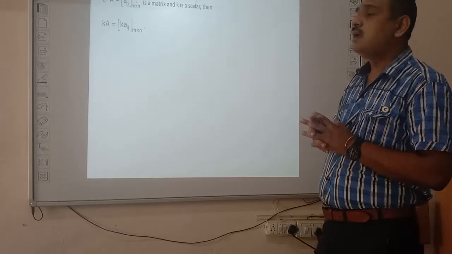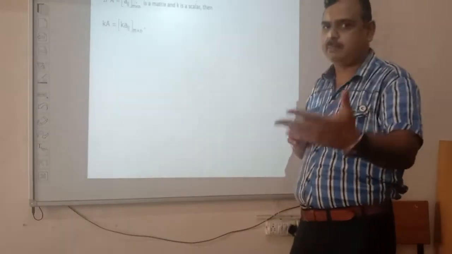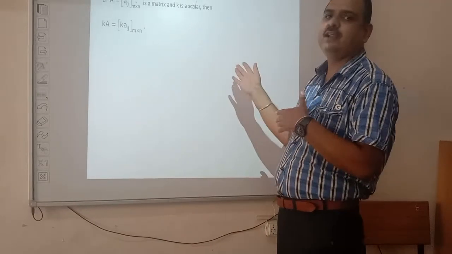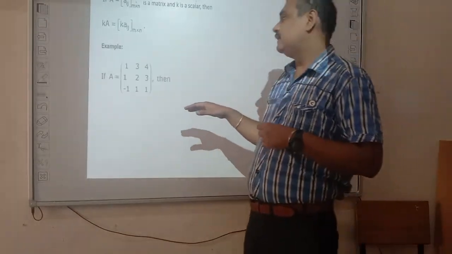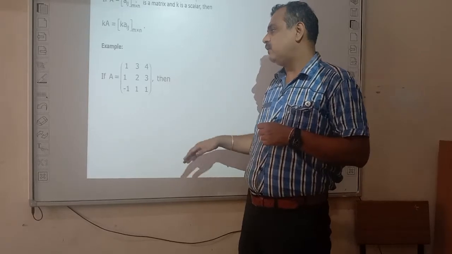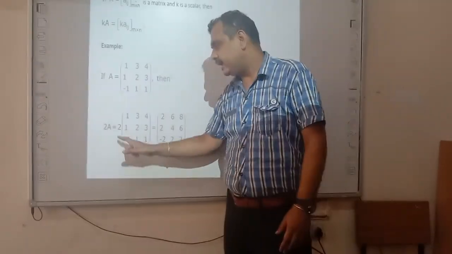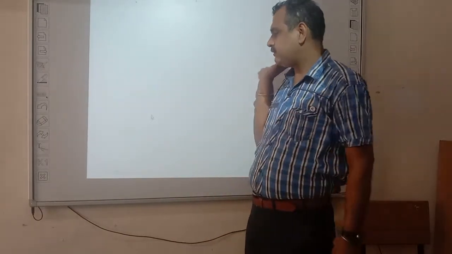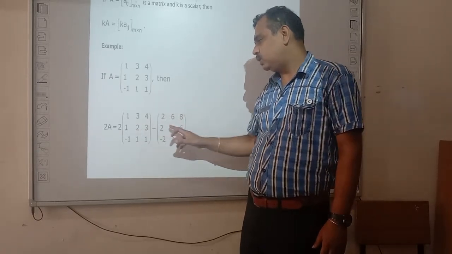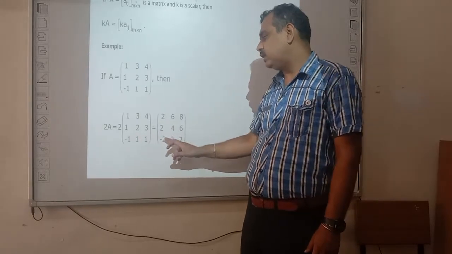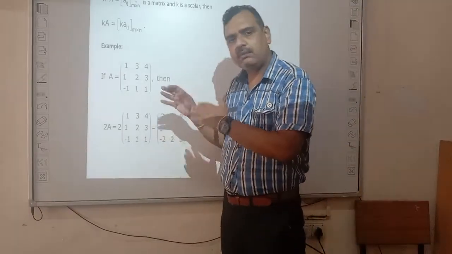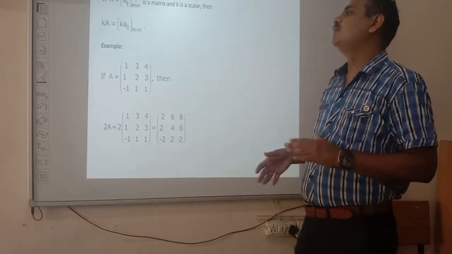Multiplication of a matrix by a scalar. When we have to multiply a matrix with one scalar number, let us suppose 2, then we have to multiply that number 2 with each and every element of the matrix. Here we have the numbers 1, 3, 4, 1, 2, 3, minus 1, 1. Let us suppose we have to find 2A. Then we have to multiply this number 2 with all the numbers. So 1 into 2 is 2, 3 into 2 is 6, 4 into 2 is 8, 2 into 2 is 4, 3 into 2 is 6, minus 1 into 2 is minus 2, 1 into 2 is 2. So we got the answer of the multiplication of a matrix with a scalar. Move on, please.